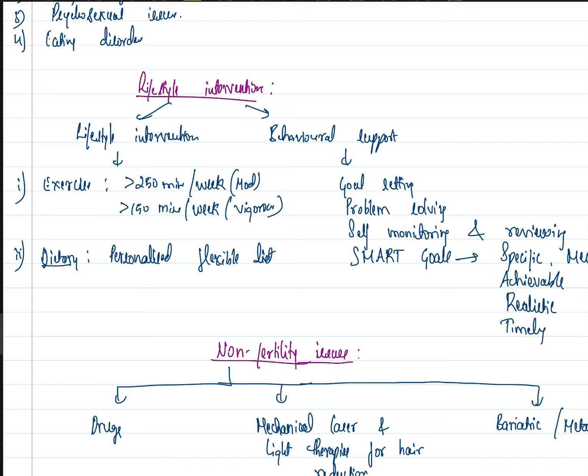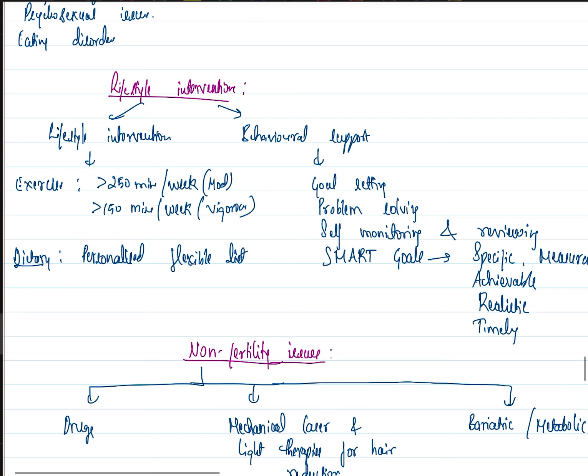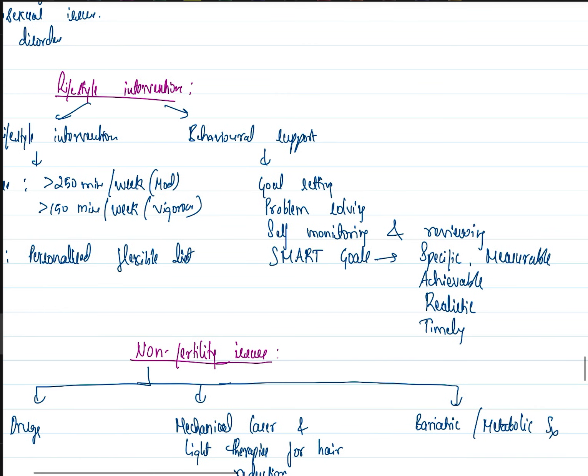And dietary changes have to be made. You have to give them a flexible diet chart. Along with that, behavioral support has to be there. You have to set a goal for them. If they have any kind of problems, you have to help them in solving. Give them self-monitoring and reviews, something called SMART goals, which is specific, measurable, achievable, realistic, and timely.